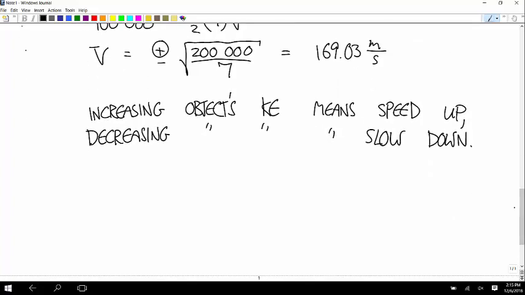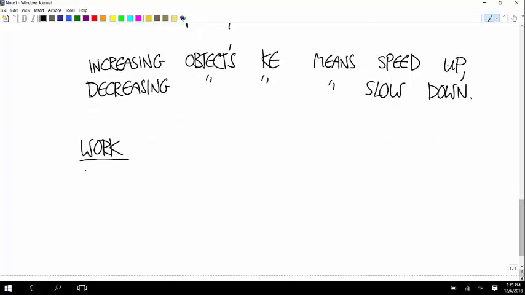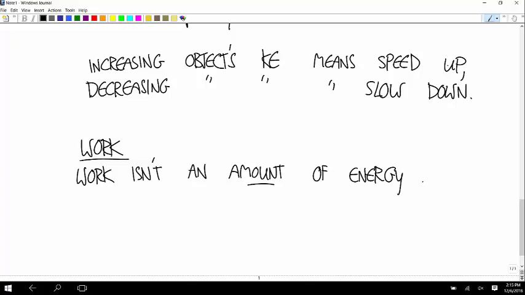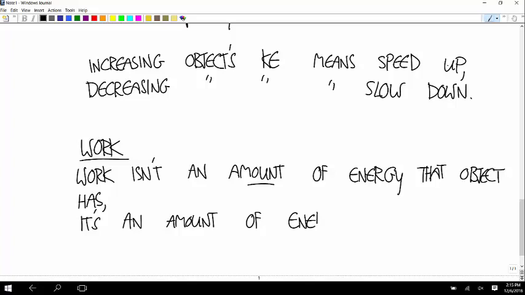So the next energy-related quantity we have to talk about is work. And work is not an amount of energy that an object has. It's an amount of energy change. And this energy change has to be caused by the application of a force.